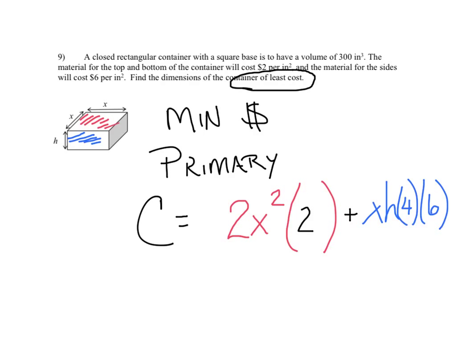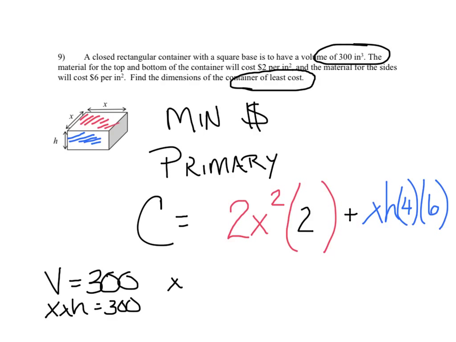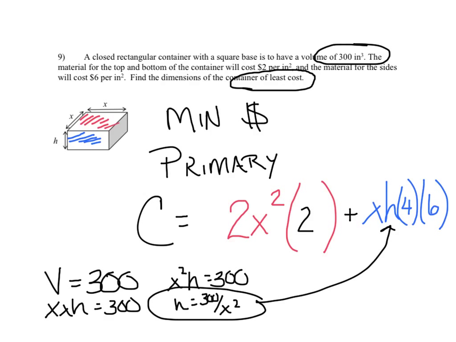Now, I obviously have to have a secondary because I have x's and h's. And my secondary is that fixed amount. They're telling me you have to have a volume of 300. So I know the volume of this is 300. Now remember, your volume is your length times width times height. So I can say that's x by x by h equals 300, or x squared h equals 300. And I want to solve for h, so I get 300 over x squared. And that, my friends, is what I will substitute into this function.